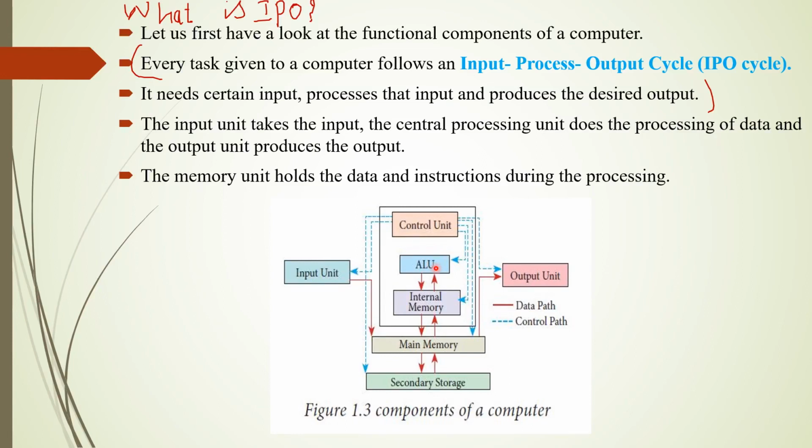ALU means arithmetic logical unit. What is this? Arithmetic and logical. Again it is given to the internal memory, then it is given to the main memory. Then the main memory takes the value and gives it to the output unit. This is the main diagrammatical path that is executed. In this operation, the control unit is not connected.